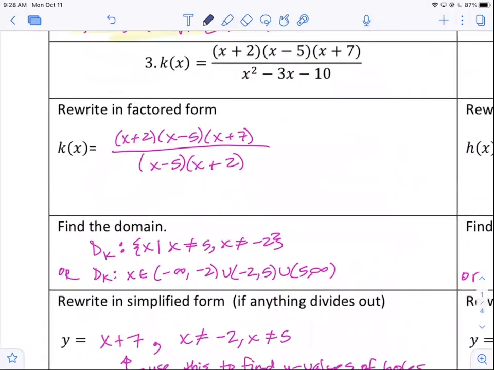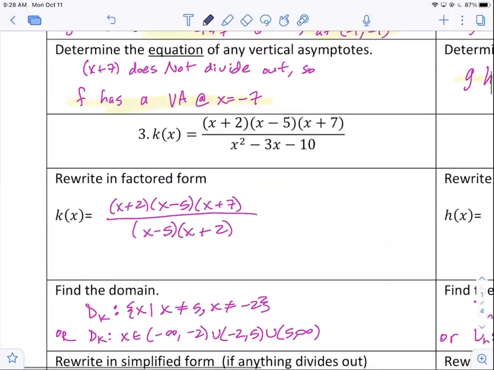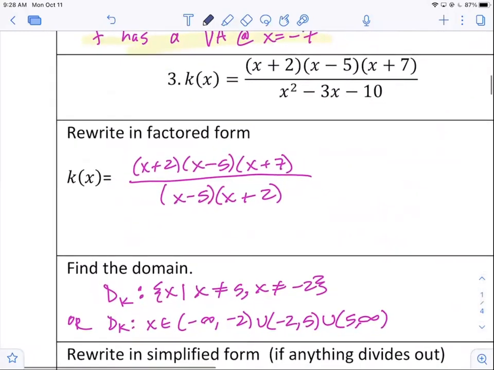All right. K of x is equal to that. So it's a cubic, but now the numerator is factored. I could give it to you fully factored or partially factored just to expedite the process. Factored form, there you are. Before you divide anything out, find the domain, right? Because we learned in class that if you find the domain after you simplify, you might get a different domain. Factor it.